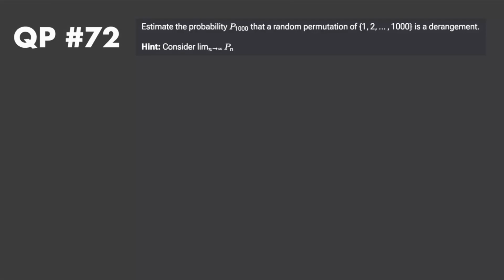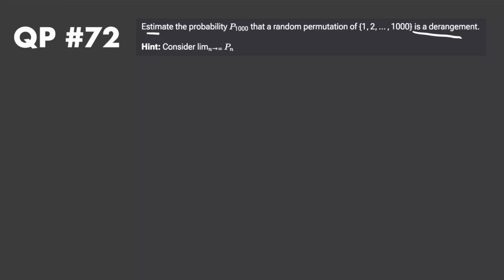Hello everyone, today let's take a look at Quantiposé number 72, probably demonstrating the coolest property of derangements. It's honestly more of a calculus problem, but it's just a good thing to know. Basically, we want to estimate the probability that a random permutation of 1 to 1,000 is a derangement.